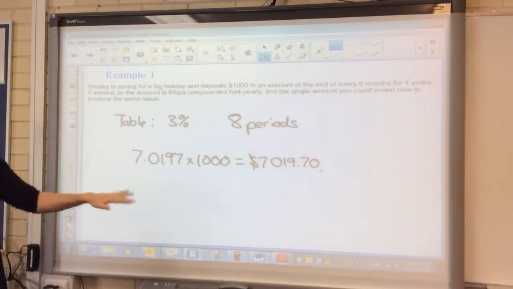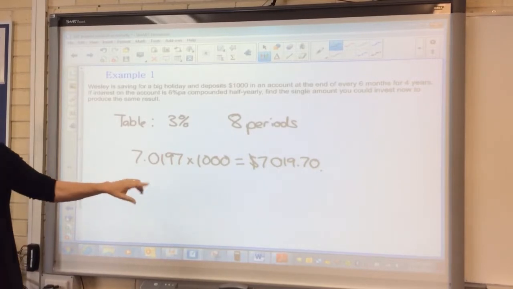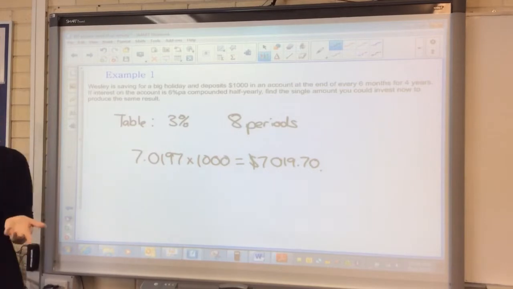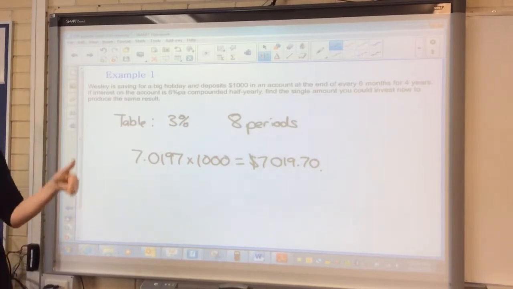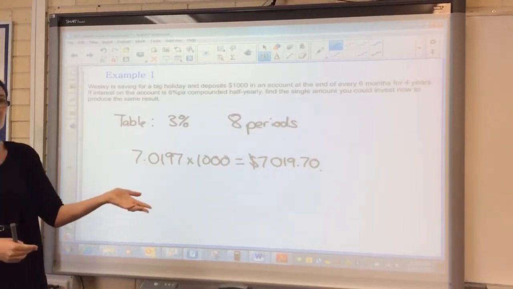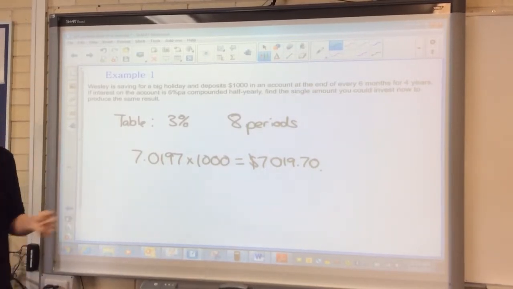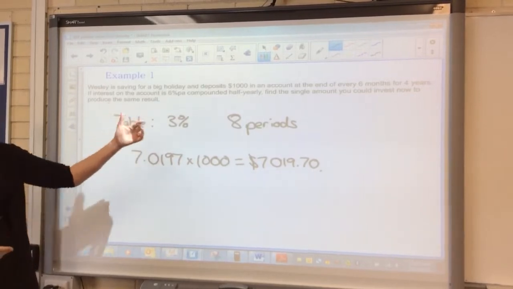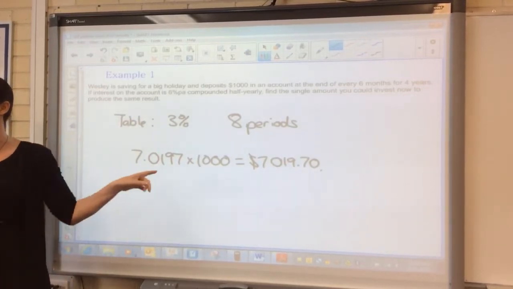Does everyone understand what present value is now? Okay. It doesn't tell me what it's worth at the end, does it? What do we call it if I'm trying to find what it's worth at the end? Future value. So if I want to work out what it was worth at the end, I would use the future value rule. Isn't it the same, just with different numbers? Yeah, it's the same method, just different numbers. So I just multiply 1,000 by the future value table, not the present value.